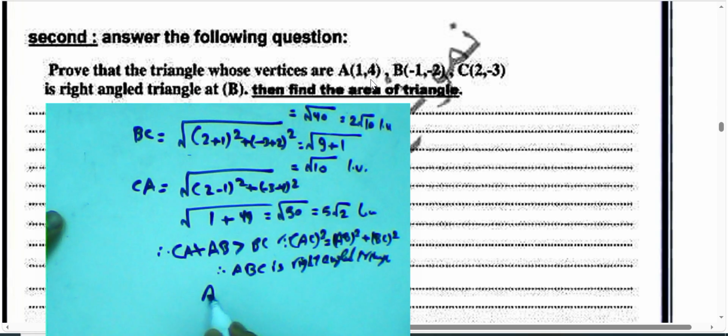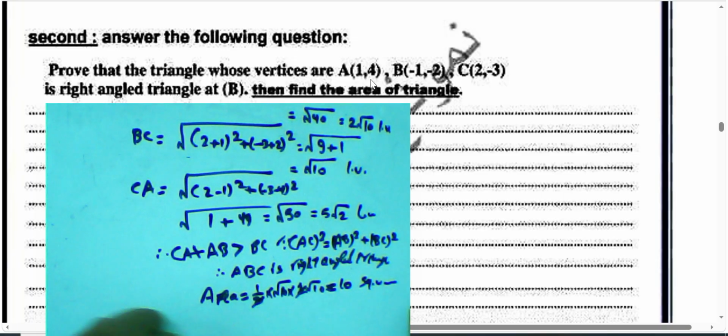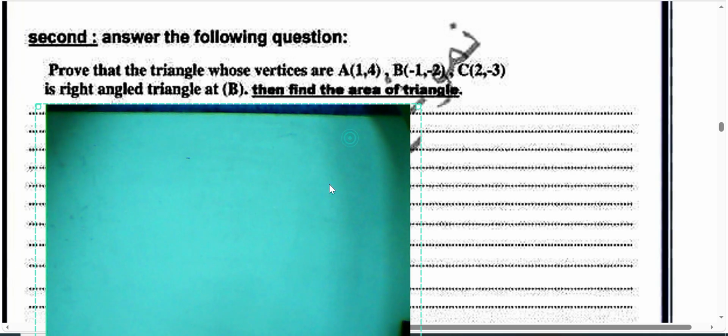Then we can find the area. You know, the area of a triangle equals half times base times corresponding height. The base here will be BC and CA. The product between root 10 and root 40: root 10, root 40, it will be 2 root 10, divided by 2, 1. Root 10 times root 10 equal 10. And the result will be 10 square units. The area will be 10 square units. Half times base times height, or half times the 2 perpendicular sides.